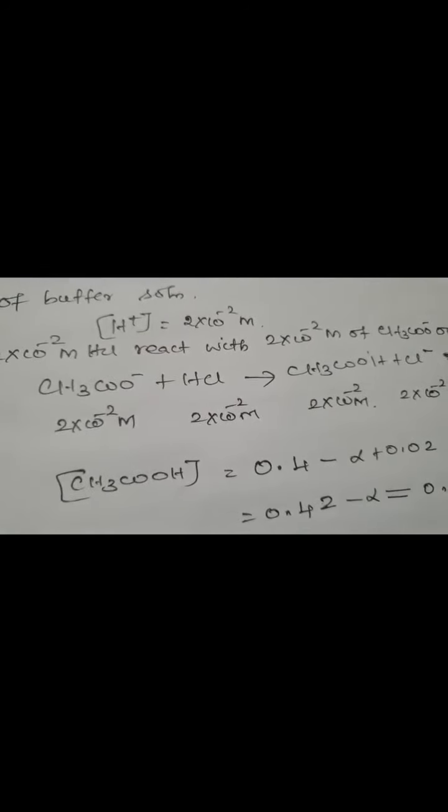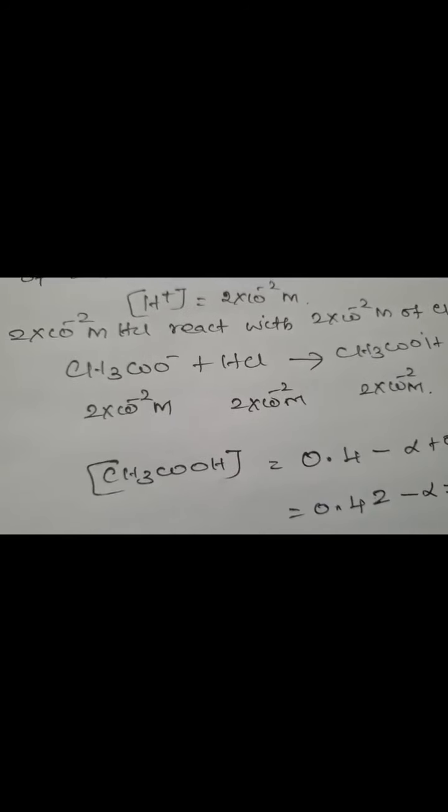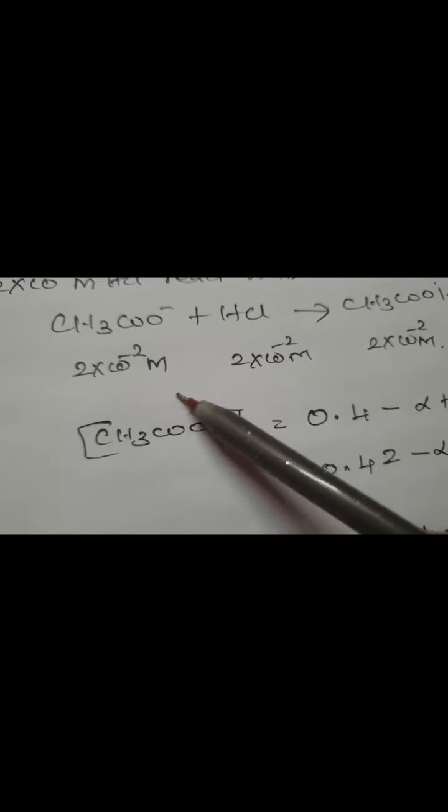So what is the question asked? Acid is added to the acetic acid CH3COOH of 0.4. To that solution we are adding H plus at a concentration of 2 into 10 power minus 2. Out of this 0.4 M of acetic acid, how much reacts? Only 2 into 10 power minus 2 reacts. So acetic acid is also 2 into 10 power minus 2, HCl is also 2 into 10 power minus 2. Then acetic acid and Cl are formed at the same rate.